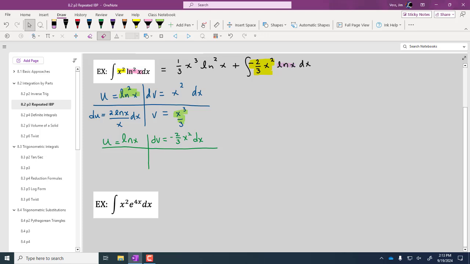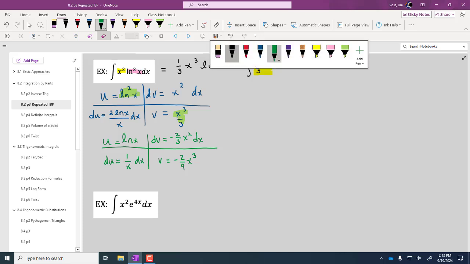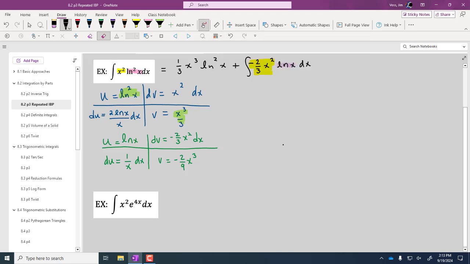And then on the left, in the left column, we're going to take the derivative. So du will be 1 over x dx. Integrate over here, and we're going to get minus 2/9 x cubed. And now we're ready to do our second integration by parts. So, because we have a +1 out in front, we don't have to worry about distributing constants, distributing minus signs. It's all good to go.